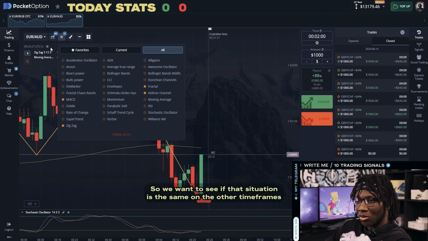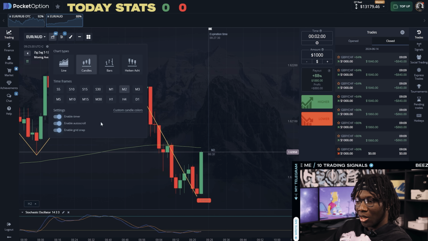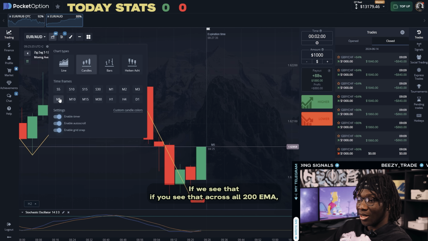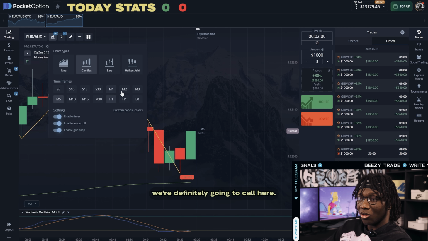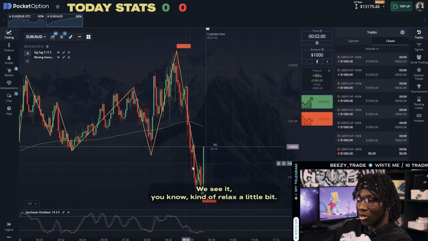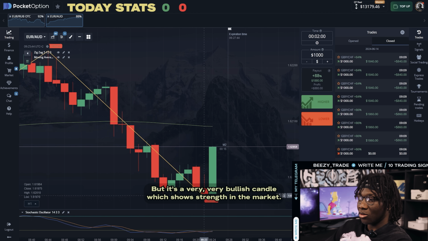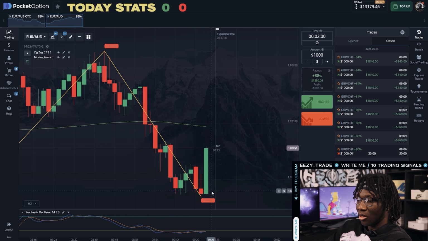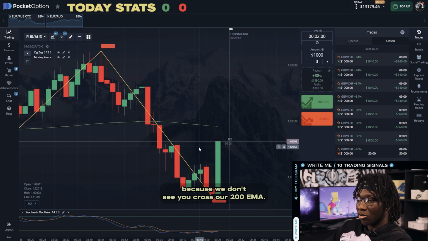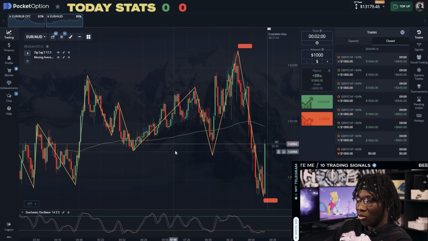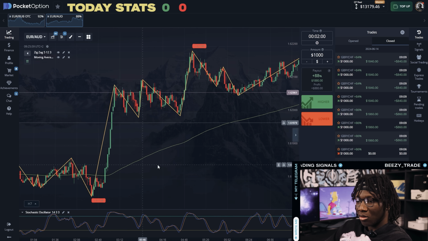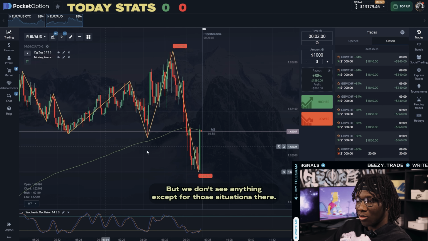So we want to see if that situation is the same on the other time frames. Now we're about to see it cross our 200 EMA. If we see that cross our 200 EMA, we're definitely going for a call here. But we see it kind of relax a little bit. But this is a very, very bullish candle, which shows trends in the market. But we don't want to jump in head first, because we don't see it cross our 200 EMA.